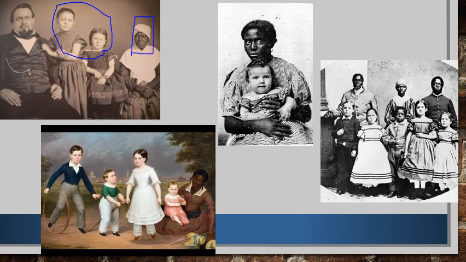So that has to be odd, to grow up with someone who looks different from you taking care of you as a kid, but then later finding out you own them and you can abuse them and beat them. So that must create some psychological trauma for these kids to warp their minds.